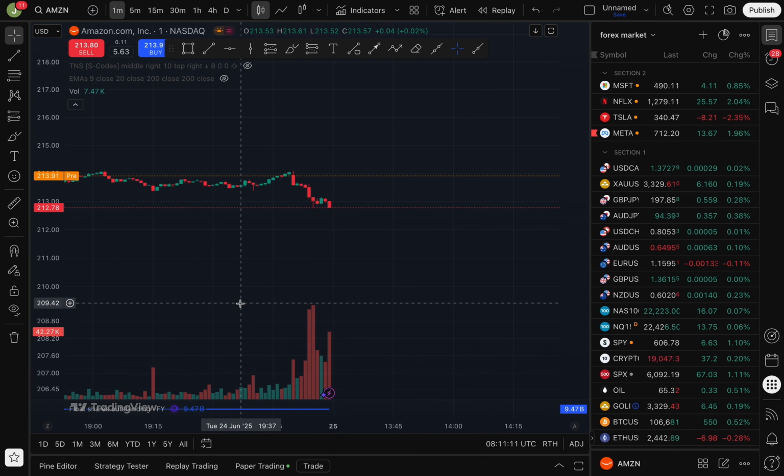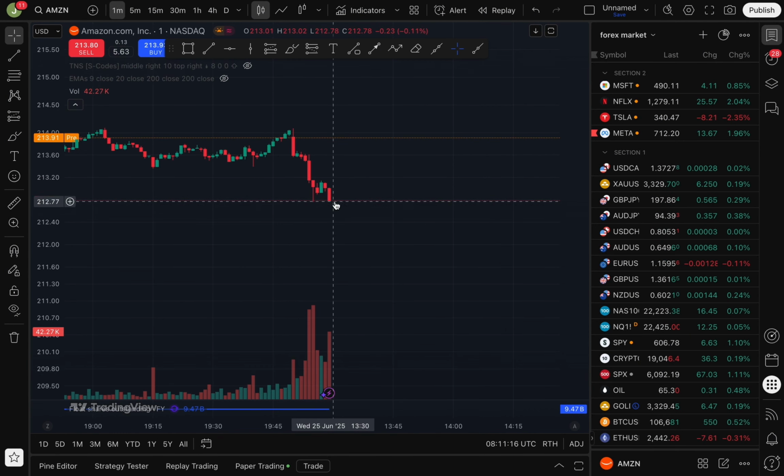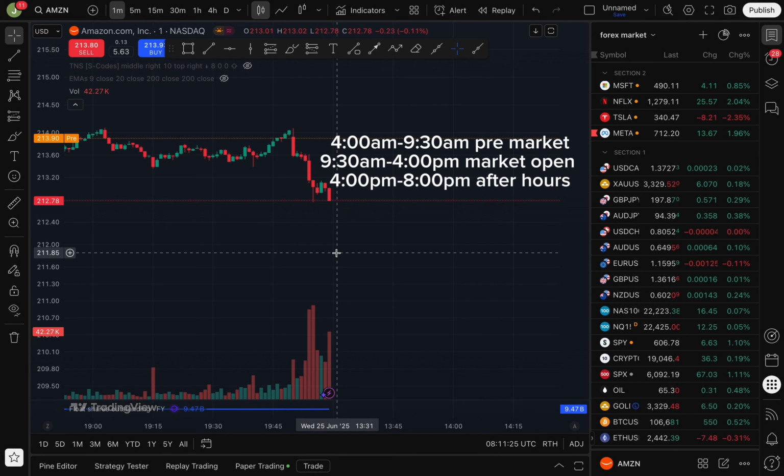And here is TradingView. We're looking at Amazon at the moment. I'm recording this at like 4 a.m. by the way, so that's why it's frozen. Oh yeah, there are different time frames. I'm gonna pop it up right now. Those are the time frames for when you can trade.